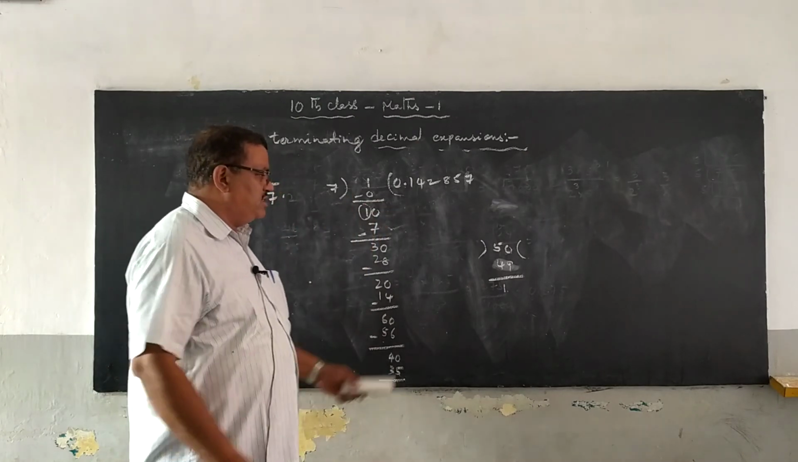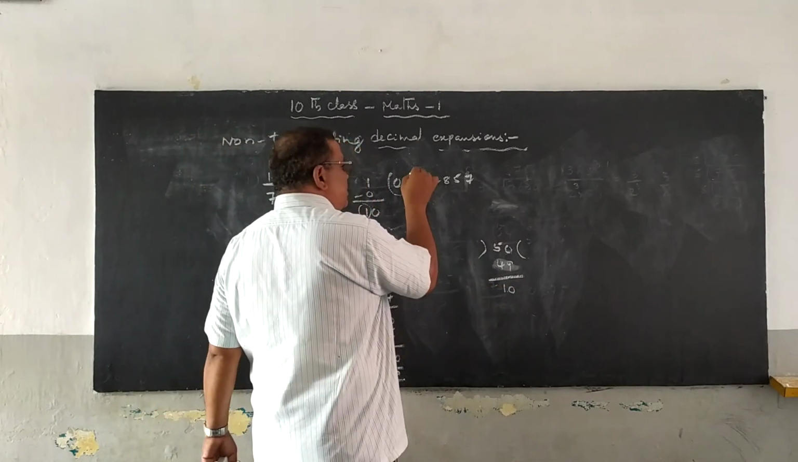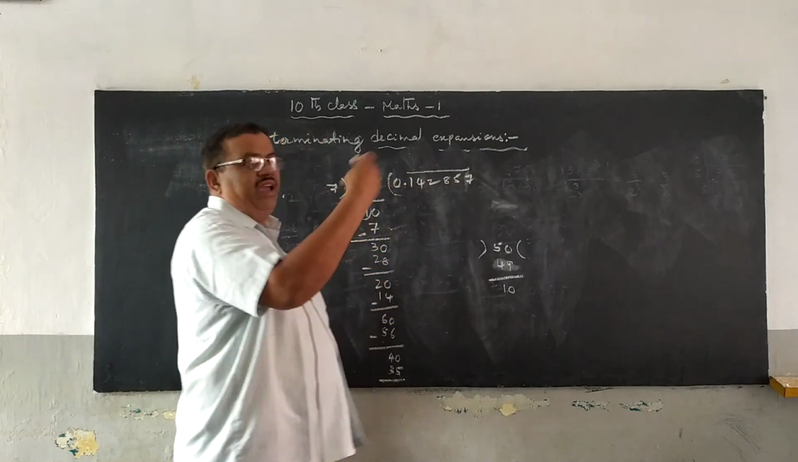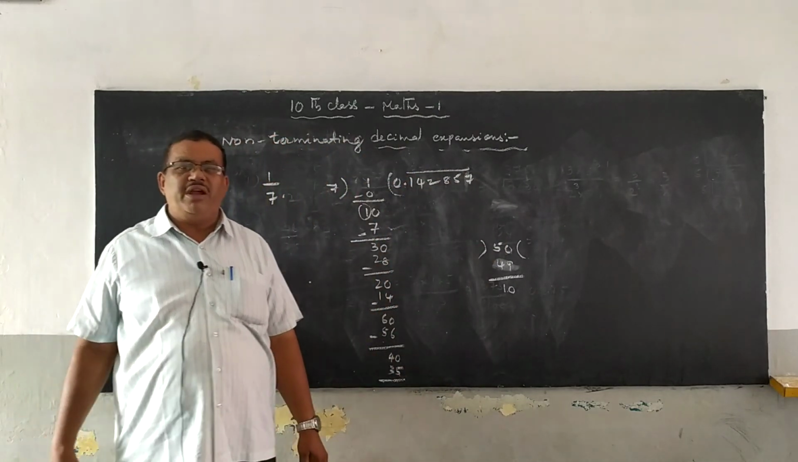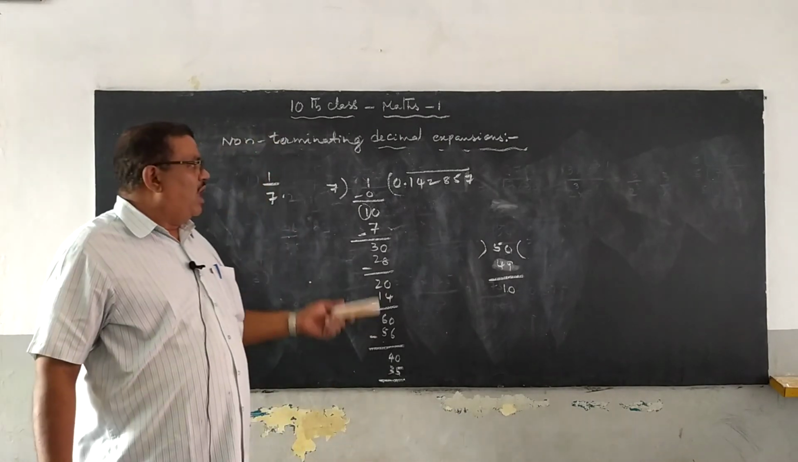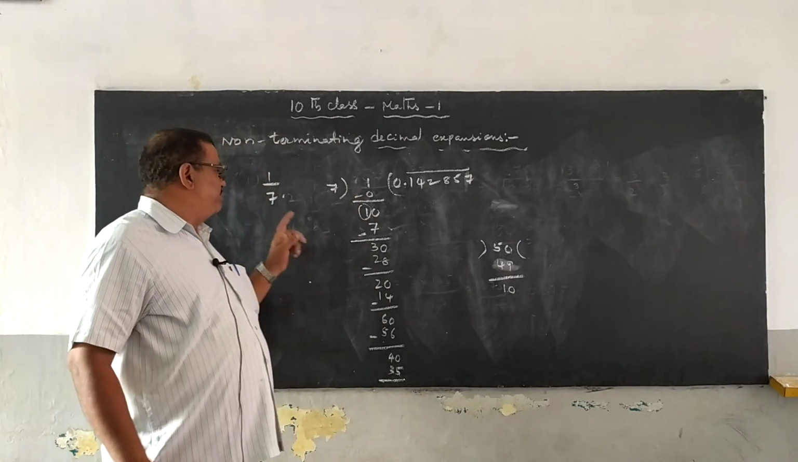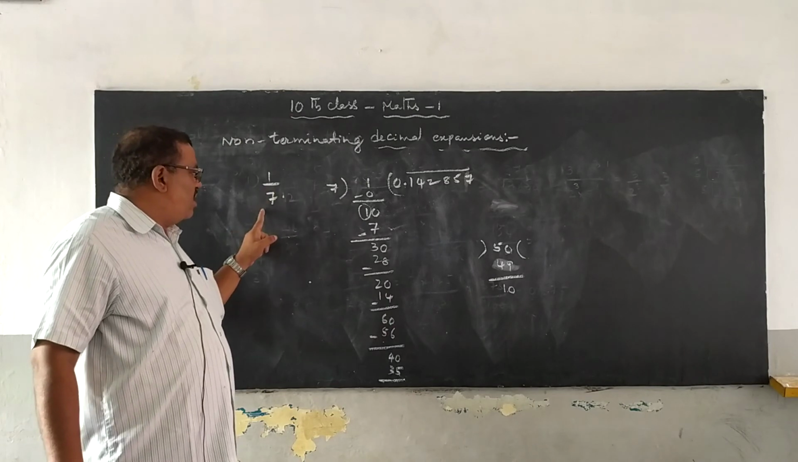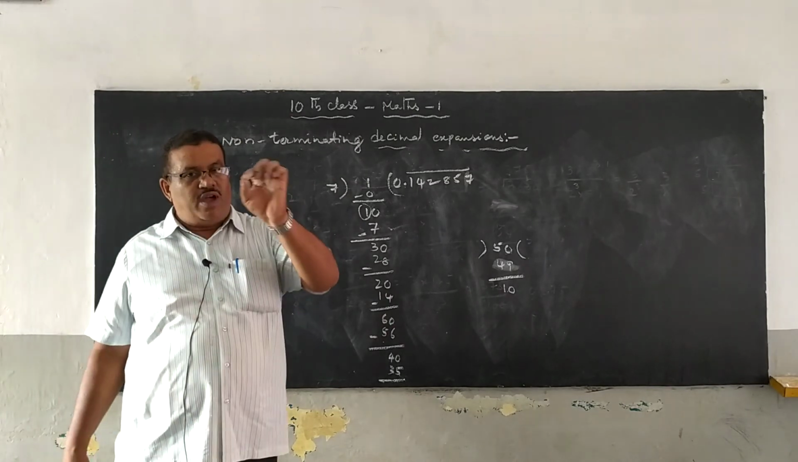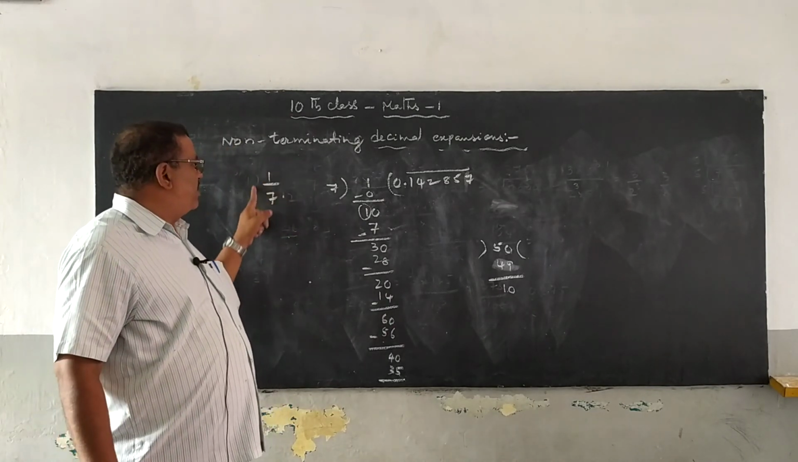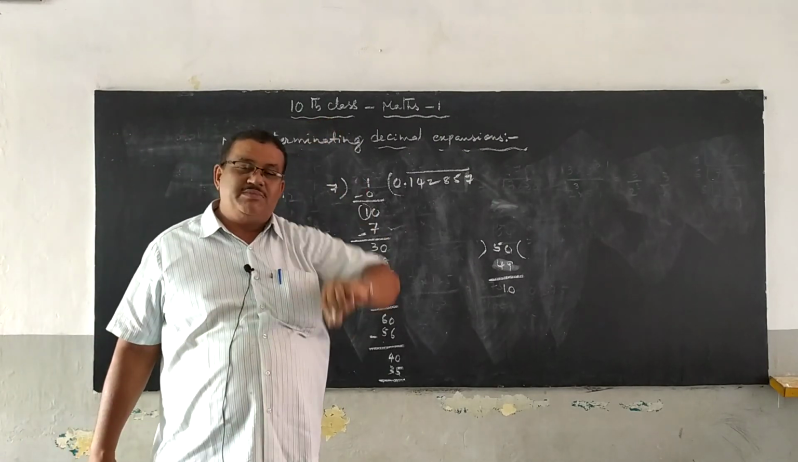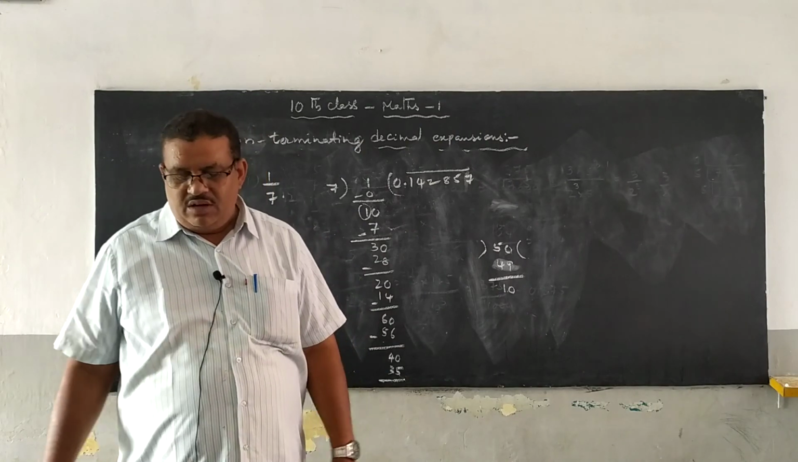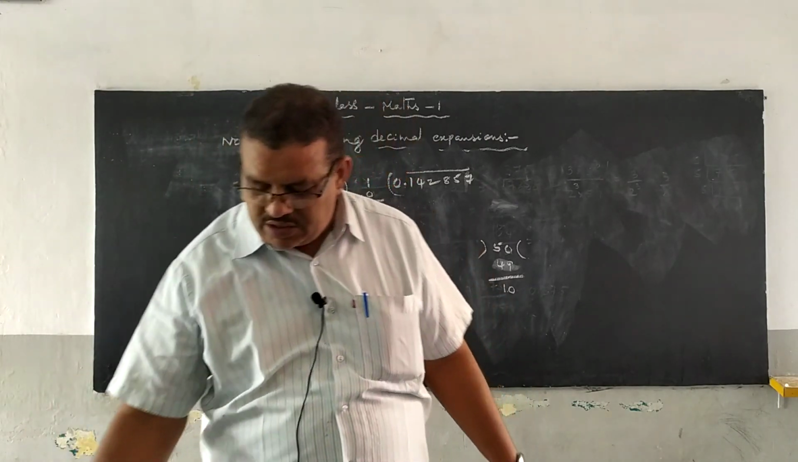So after doing the same process, these digits come once again, repeating and repeating. Such decimals are said to be non-terminating repeating decimals. Here the denominator is not in the form of 2 power n into 5 power m. Such rational numbers are said to be non-terminating recurring decimals or repeating decimals. Okay. Here some more problems are there.